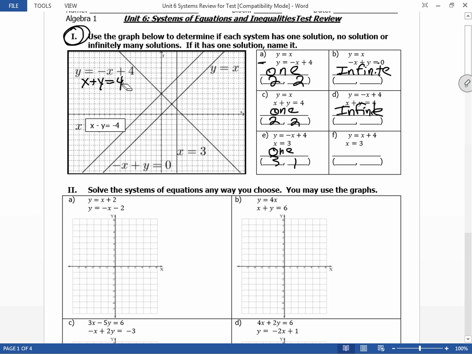And then on this last one, y equals x plus 4, which is this line, and x equals 3. The intersection is right here, which is the one intersection, and that is at 3, 7.